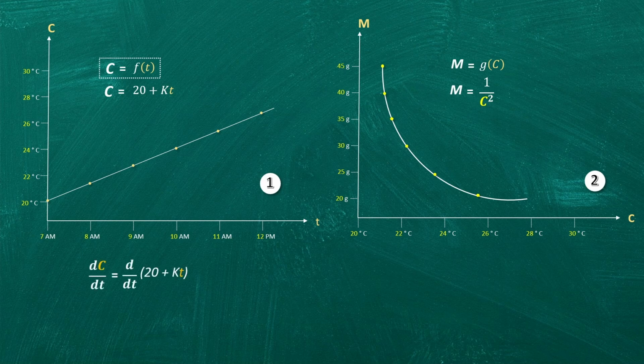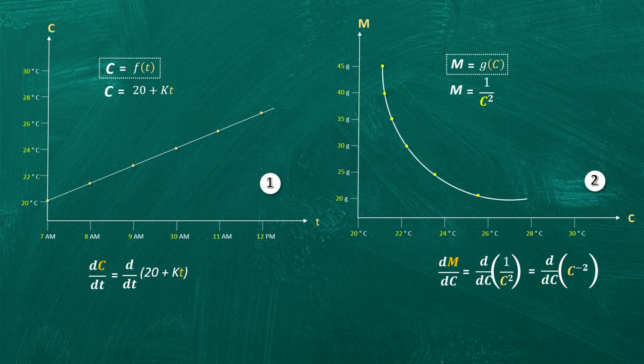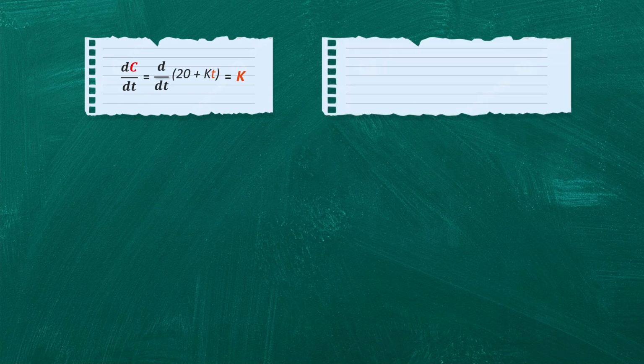The derivative of the first function, C equals f of t, is dC by dt, or it can be written as d by dt of 20 plus kt. The derivative of the second function is dM by dC and can be written as d by dC of 1 by C squared. So, our final derivatives are k and minus 2 divided by C cubed.